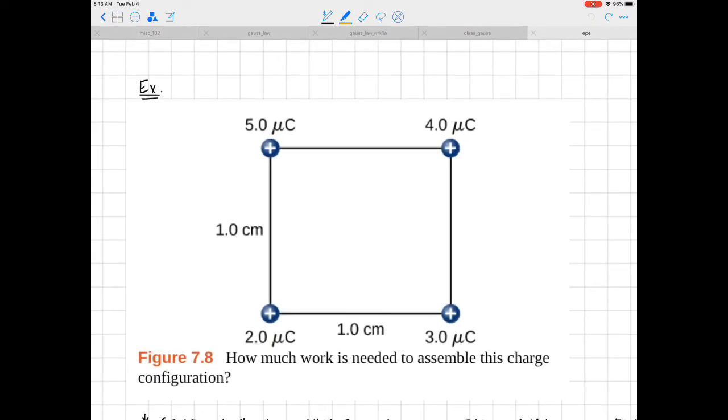All right, so now I'm going to work through an example, and I'm going to find how much work is needed to assemble the charge configuration in this picture. This is one of the example problems in the book, so right now, pause the video, give this a shot on your own, come back, unpause, and watch how we work on this. Okay, so how much work is needed to assemble this charge configuration?